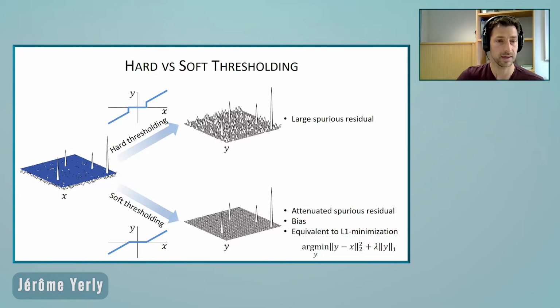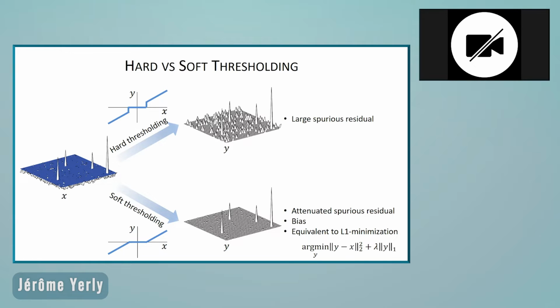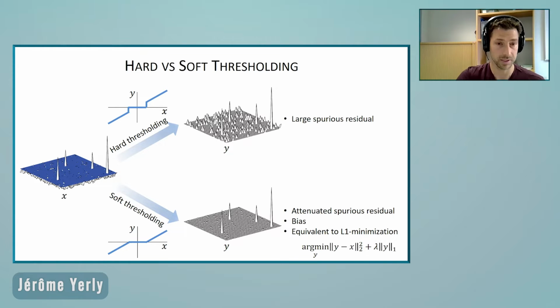Now I would like to point out that applying this type of soft thresholding operation to this image is equivalent to solving this L1 minimization problem. And this is actually very important, as you will see later. So basically, if you want to solve this optimization problem, which includes an L2 norm plus an L1 norm of Y here, the solution is obtained by simply applying the soft thresholding. So this is super easy to solve, this type of optimization problem. And this will become important later.